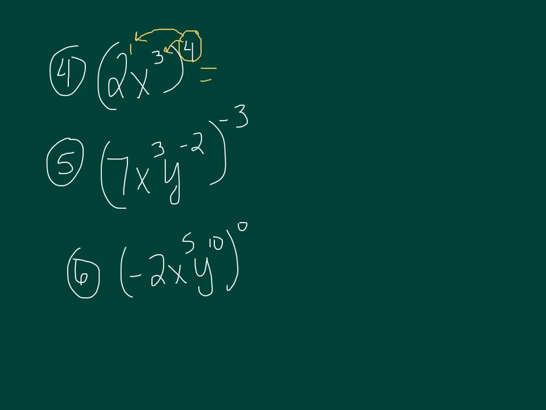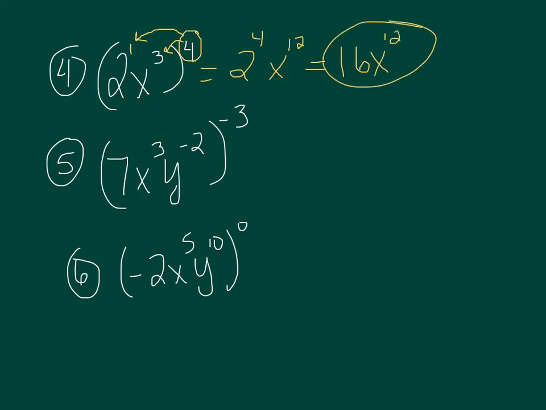So if we have 2 to the first to the fourth, 1 times 4 is 4. Okay. And then we have x to the third to the fourth, which is x to the 12th. And then 2 to the fourth is 16. 16 x to the 12th is our answer.